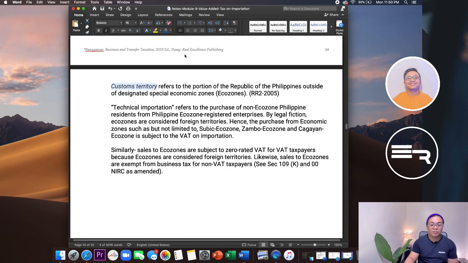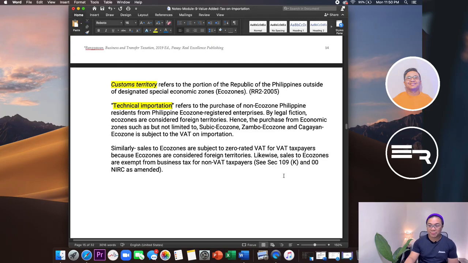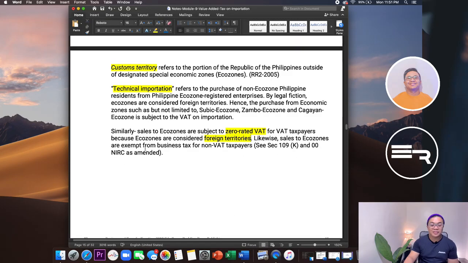Ayan, customs territory refers to the portion of the Philippines outside of designated special economic zones. Ayan. Technically, yung importation, okay? Ang ibig sabihin ng technical importation refers to the purchase of non-ecozone Philippine residents from the Philippine Economic Zone Registered Enterprise, okay? And then, ayan. So, similarly, sales to ecozones are subject to zero-rated VAT for VAT taxpayers because ecozones are considered foreign territories. Ayan. So, likewise, sales to ecozones are exempt from business tax for non-VAT taxpayers. Okay?